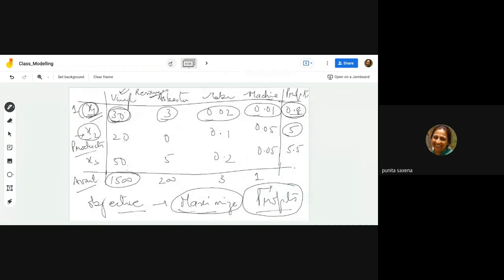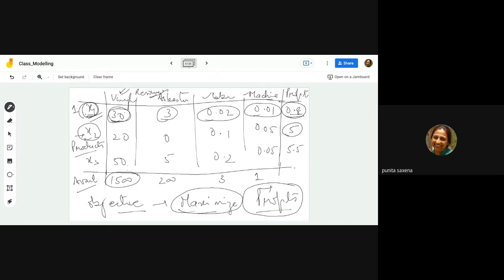Now see, just read this. Constraints, as I said, are going to be defined by the resources. So that means to write the constraints, we have to read this table column wise. Now, what is the first resource? Vinyl. 1 unit of X1 needs 30 units of vinyl. So how much vinyl would be required by X1 units of floor covering? It will be 30 X1, right?